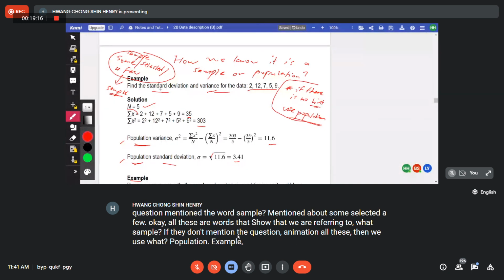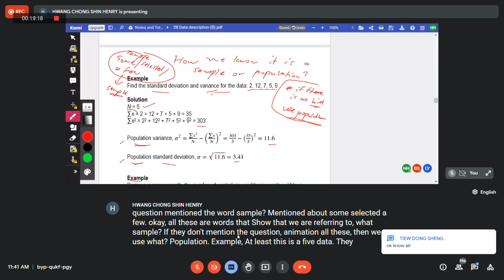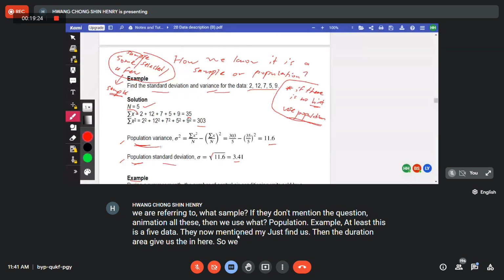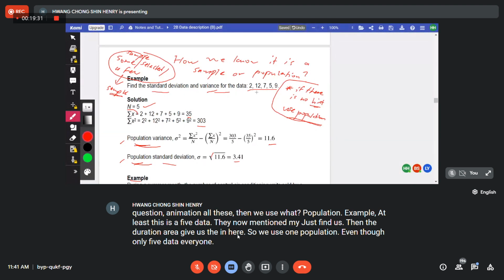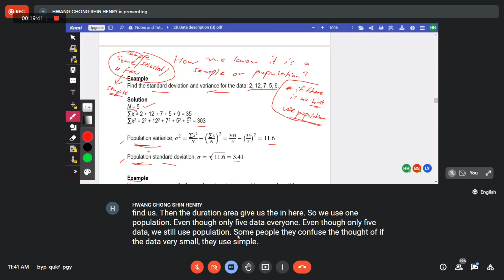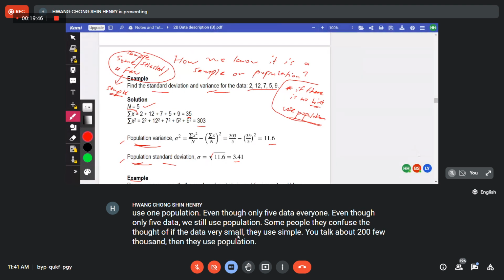Example, this 5 data, they never mention, just find the standard deviation and variance. They don't give us the hint here. So we use population, even though only 5 data, everyone. Some people get confused. They think if the data is very small, they use sample, and if you talk about a few hundred, a few thousand, then they use population. It's not like that at all.